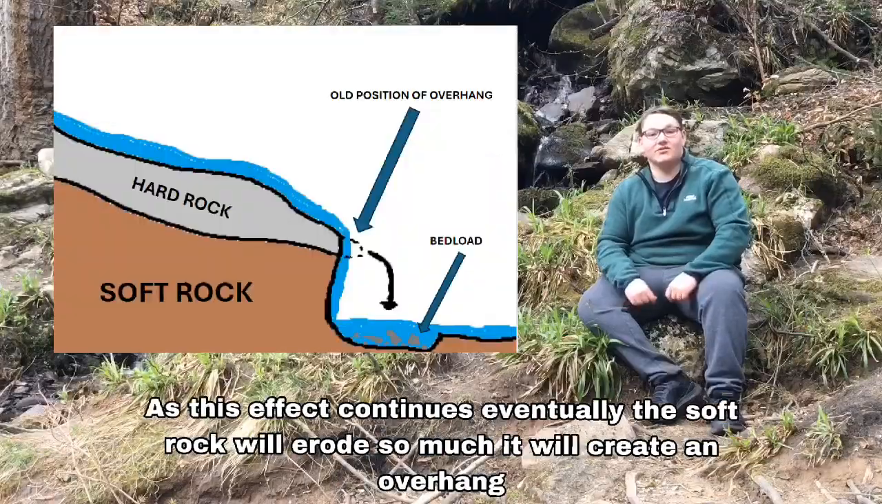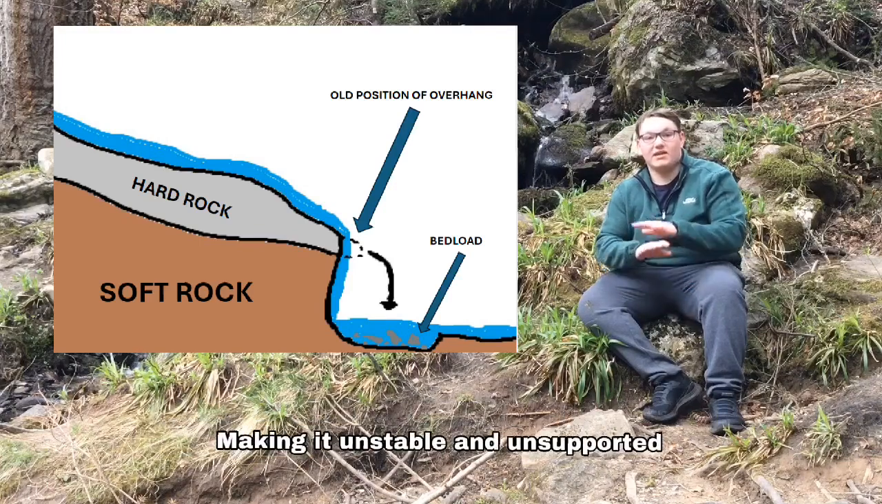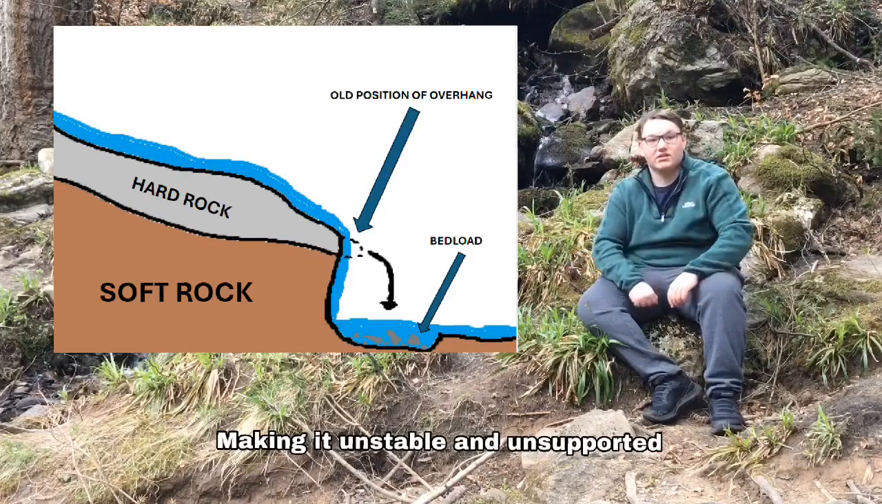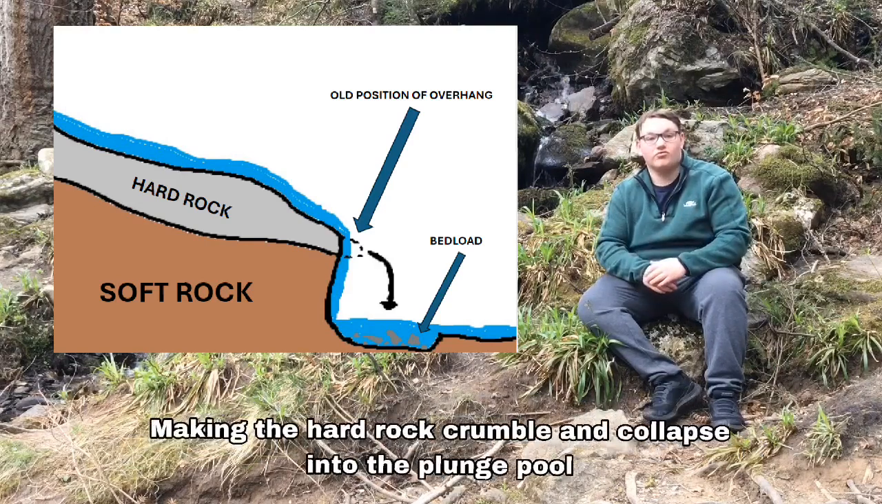This continues, and eventually the soft rock will erode so much it will create an overhang, which is when the frontal part of the hard rock on top loses the soft rock which was once below it, making it unstable and unsupported. The overhang is eventually further weakened by the erosion, and gravity pulls it down, making the hard rock crumble and collapse into the plunge pool.